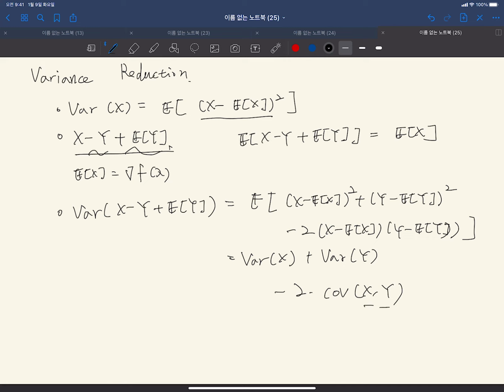So if X and Y have positive correlation and the variance of Y is not bigger than the variance of X, then we can expect that this term is negative, and so the variance of X minus Y plus expectation of Y is less than the variance of X. Okay, so if we can introduce a random variable Y that has positive correlation with the original random variable X, then with this technique, subtracting the random variable Y and adding the expectation of Y, we can keep the expectation, so we can keep the unbiased estimator if X was an unbiased estimator. And also we can expect the reduced variance.